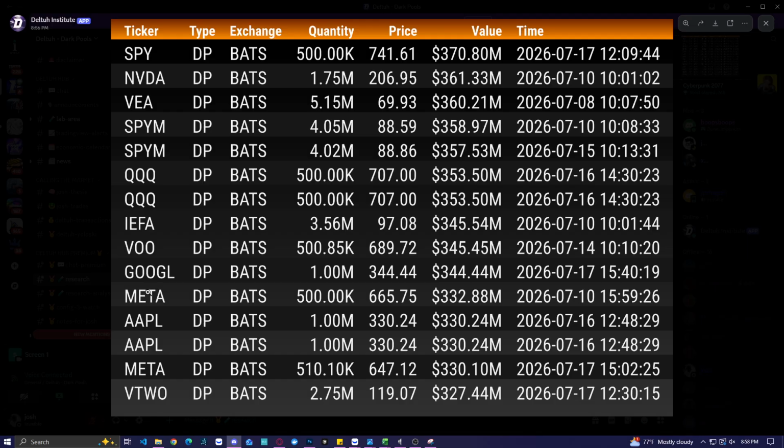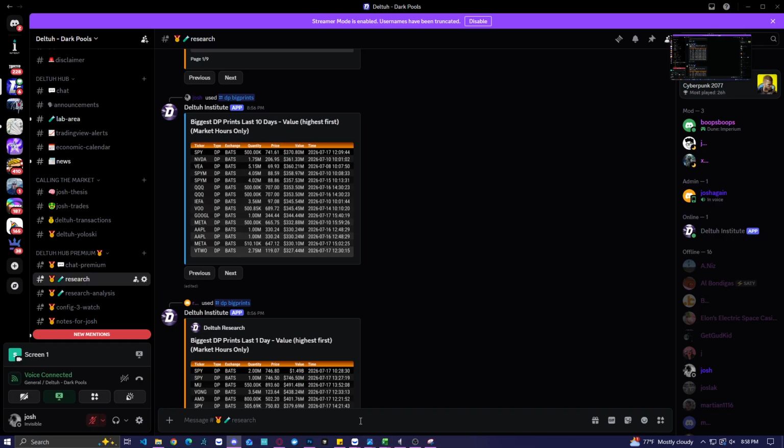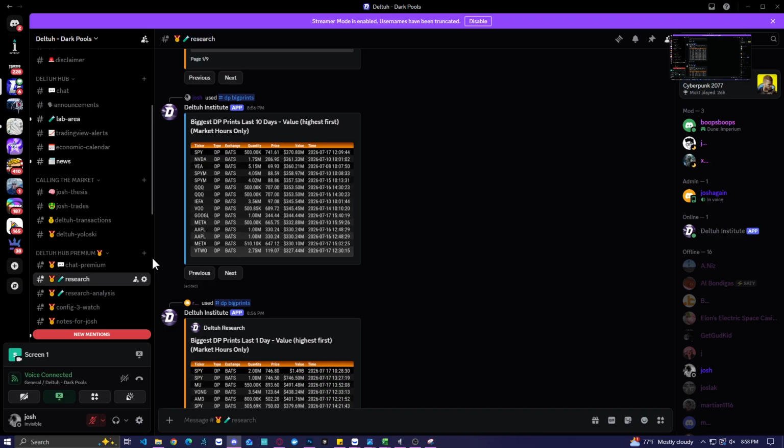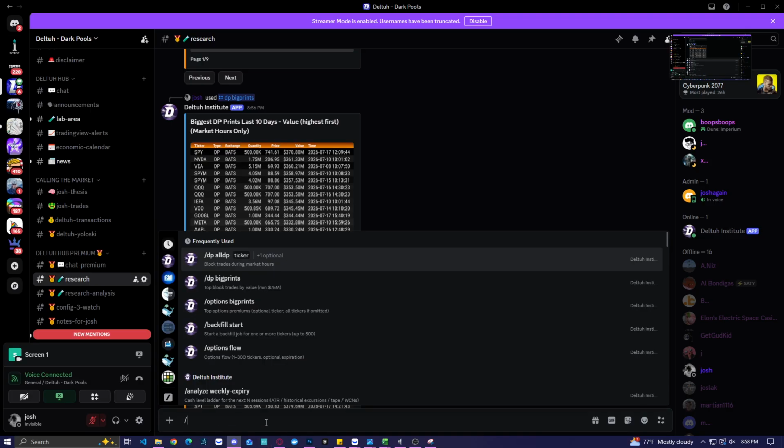I see Meta here, Google. Google came in today. Apple came in yesterday. I saw Apple just touched this 330. I might be going a little bit off on a tangent here, but remember those Tesla ones? I think they were all blocks, and a bunch of them hit. It was like 416 or something.